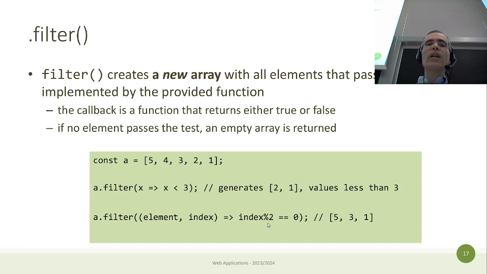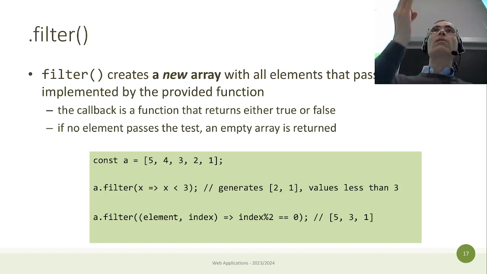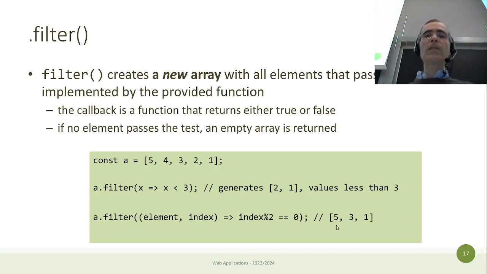So if the remainder of the division by 2 is 0, it means it's an even position. 0 is an even position. So the first position is even because it's 0. Remember, a vector starts from 0. So the remainder of 0 divided by 2 is 0. So it's true.